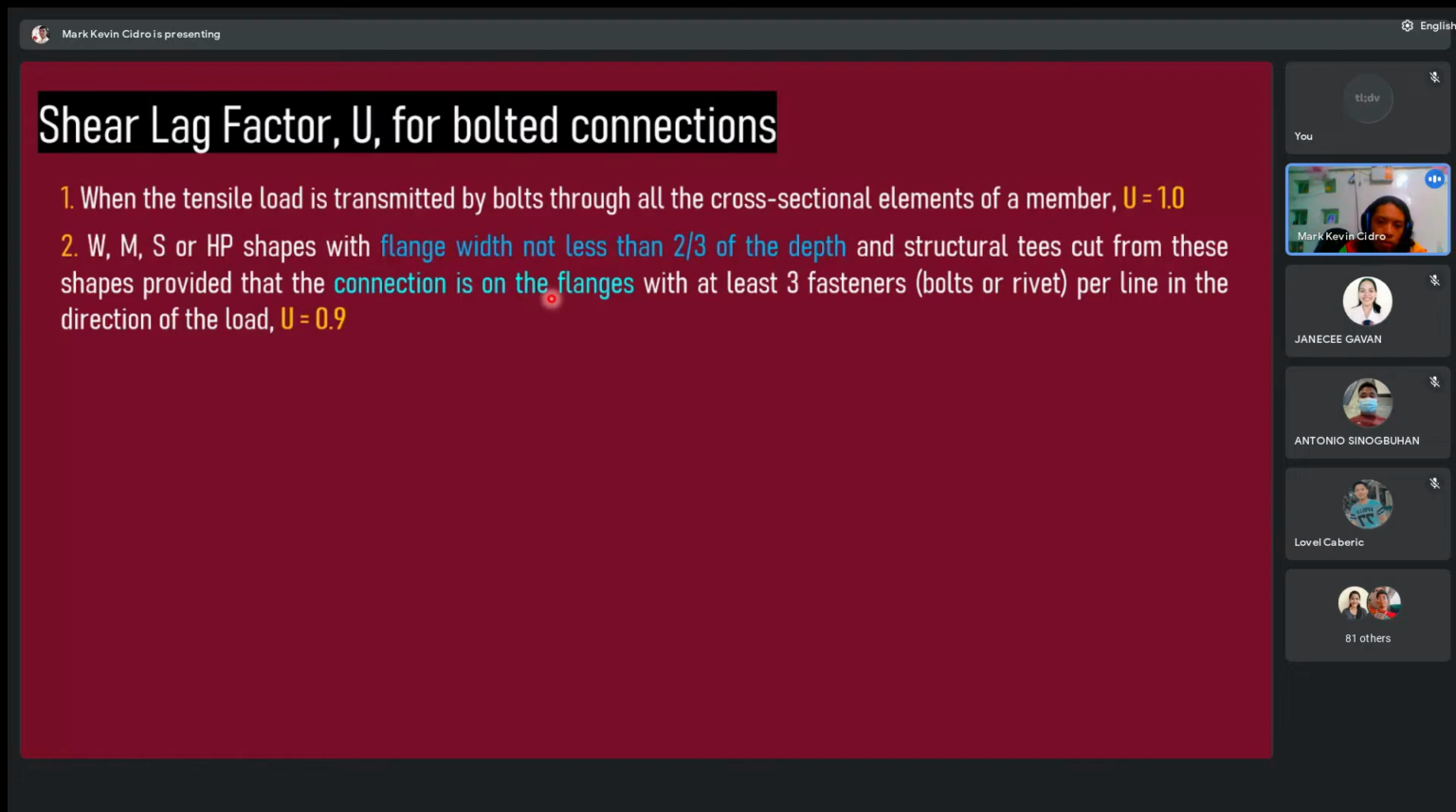The connection is on the flanges with at least 3 fasteners, either bolts or rivets, per line in the direction of the load. Your U is equal to 0.9.